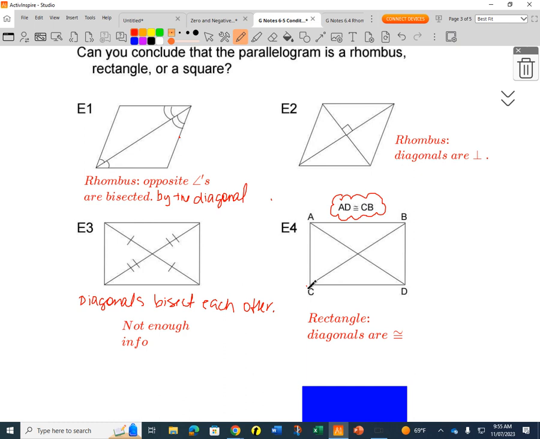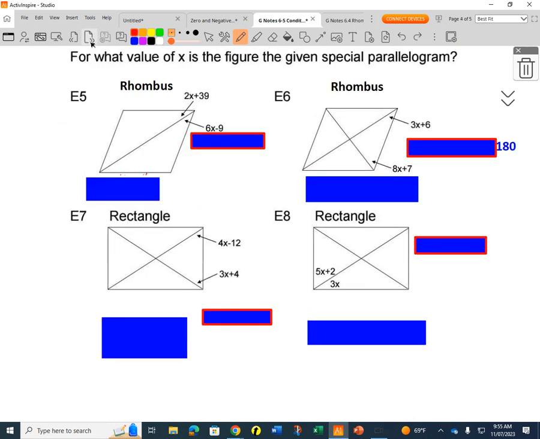Any questions? All right, we're going to move on. For what value of x is the figure in the given special parallelogram? You guys don't have this on your notes, I don't think, so go ahead and add it on there. Example 5 and example 6, we need to know that they are rhombuses, rhombi. We need to know that example 7 and 8 are rectangles, but I think that's already marked on your notes.